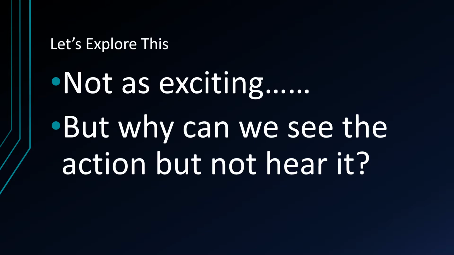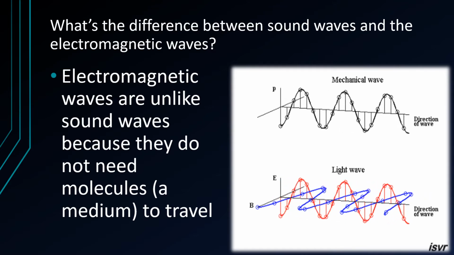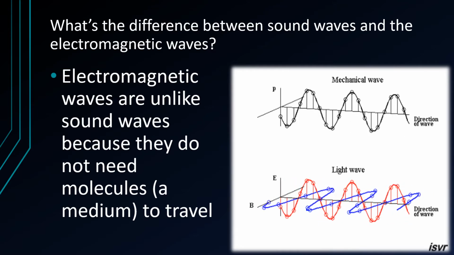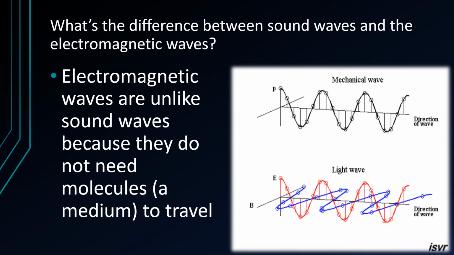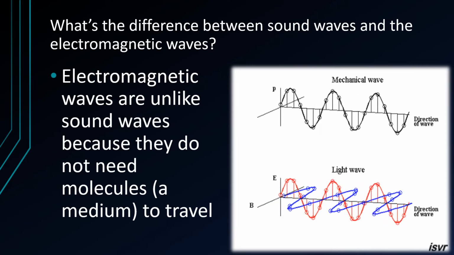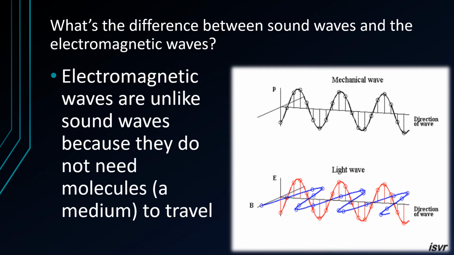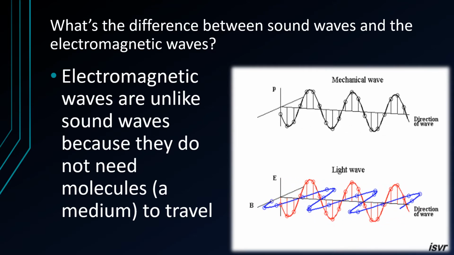And it's not because I'm being cheap and decided not to use any audio or anything like that. It's because sound waves and electromagnetic waves are quite different from one another. Electromagnetic waves are unlike sound waves because they don't need molecules or a medium to travel through. Sound waves are known as mechanical waves. They need a medium, whereas light waves, like the reflection off of those objects so we can see them, do not require a medium.